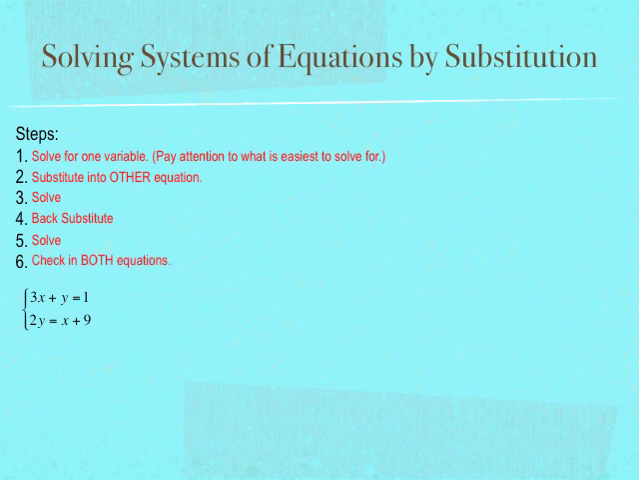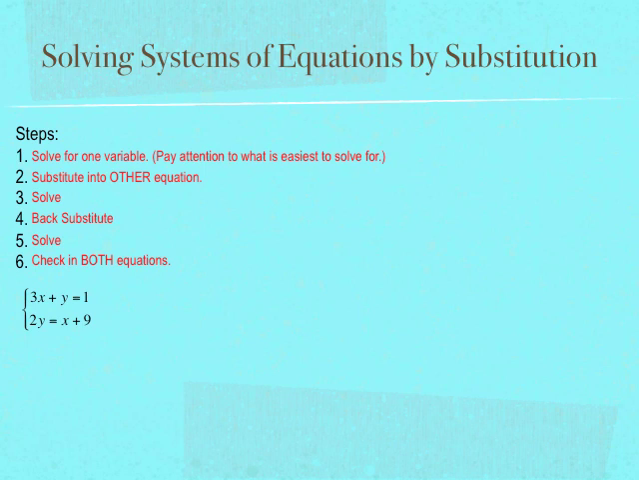So let's say that we have this system of equations right here. 3x plus y equals 1, and 2y equals x plus 9. So there are 4 choices of things that we could solve for. Looking at the first equation, we could solve for x, or we could solve for y. And in the second equation, we could solve for y, or we could solve for x. Let's see which one is the smartest.